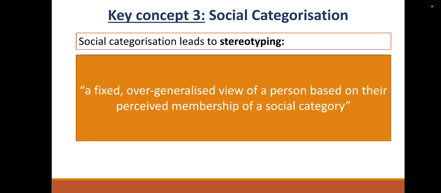So stereotyping, write this definition in now, please, on page 39. Is a fixed, overgeneralized view of a person based on their perceived, that's a really important word for you there to highlight, membership of a social category. And that's where the damage happens, because you perceive or assume that somebody belongs to a specific social category, and that's where the wrongful stereotyping can often creep in, okay?